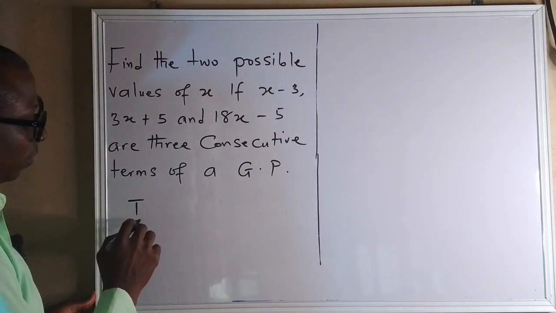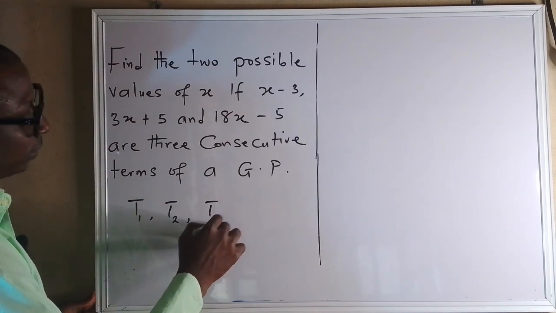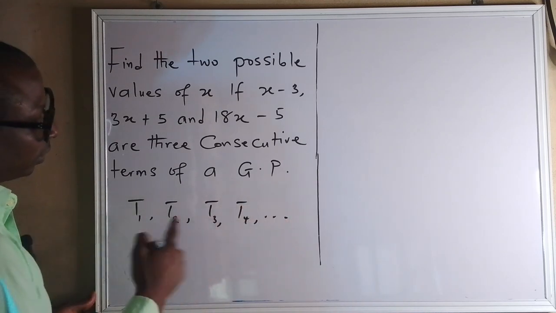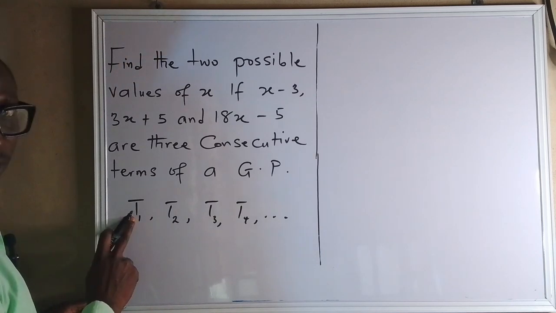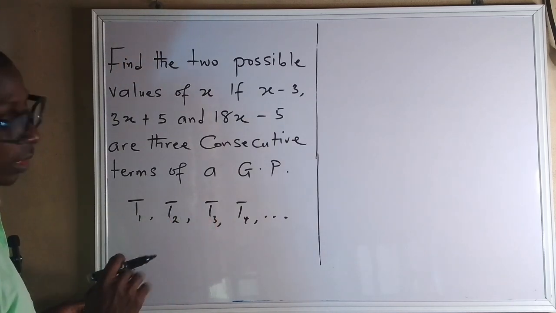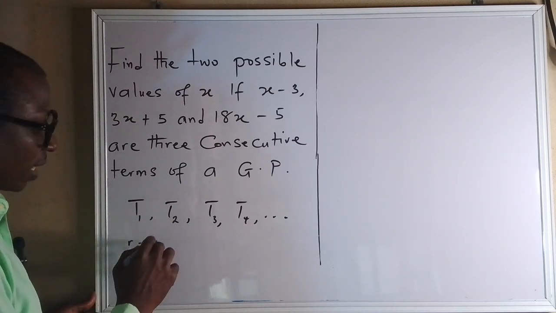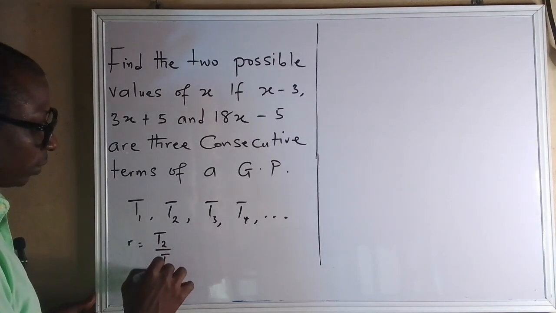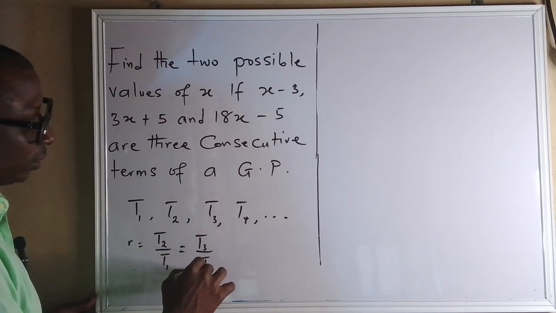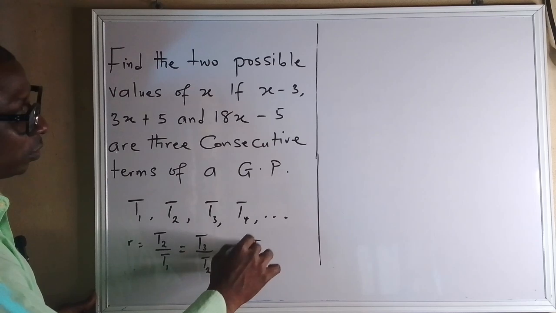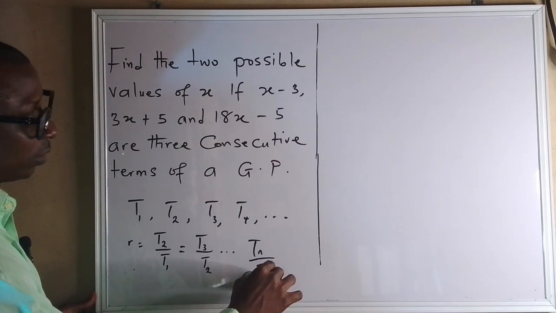So it's of this form T1, T2, T3, T4 and so on. These are terms of a geometric progression. Now, this is what we call the first term, the second term, third term, and so on. Now, the common ratio is the second term divided by the first term. That's T2 over T1, which is also the same thing as T3 over T2. And so on, we have Tn over Tn minus 1.